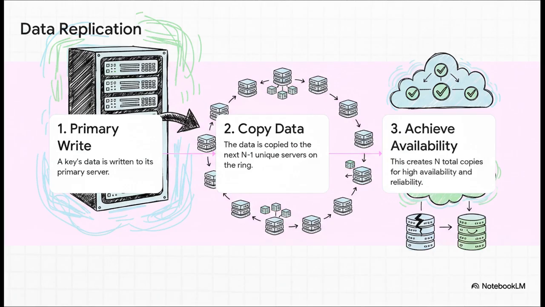After the data is written to its main server, the system automatically copies it to the next few servers it finds on the ring. That number of copies, we call it N, can be whatever you want it to be. This means if one server dies, your data is safe. Plus, it helps speed things up because now multiple servers can handle requests to read that data.